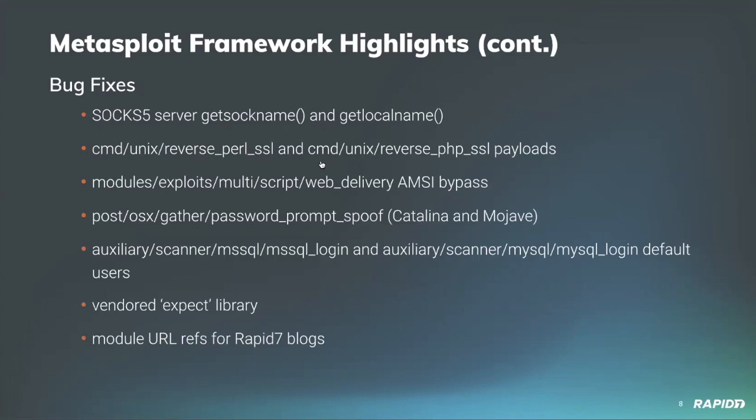Our own Spencer McIntyre fixed the usage of getsockname and getlocalname methods for the SOCKS5 server when used with Rex sockets backed by an interpreter channel. Community contributor Green M fixed the reverse Perl SSL and reverse PHP SSL payloads to skip verifying the SSL certificate, which is required for the most recent versions of Perl and PHP, I'm told.